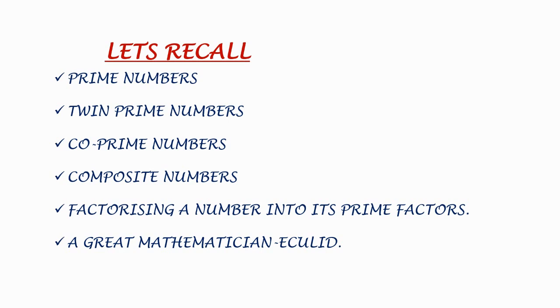Then we studied how to factorize a number into its prime factors. It was a simple but important rule given by Euclid, which is often used to find the GCD or HCF and LCM of the numbers. The rule says that any composite number can be written as the product of prime numbers. Then we studied about the great mathematician Euclid. Euclid was sometimes called Euclid of Alexandria. He was a great mathematician and is also referred to as the founder of geometry or the father of geometry.